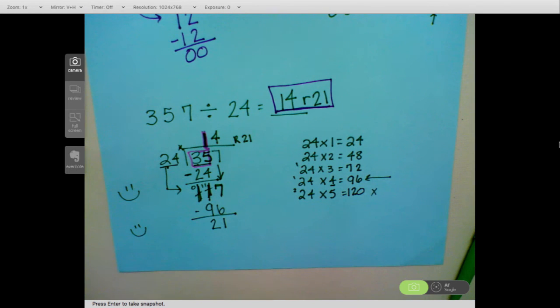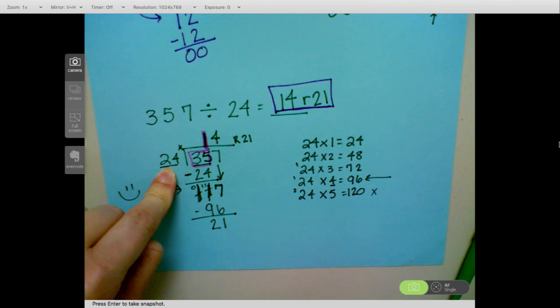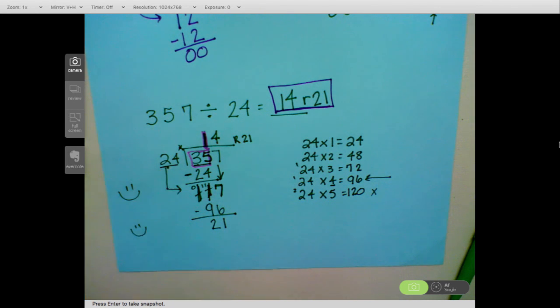Alright, just like somebody said in class today, it's the same process as what you did in 4th grade. Divide, multiply, subtract, bring down, repeat. Instead of just 1 digit now, we have 2. Okay? Be sure you've taken notes on this.